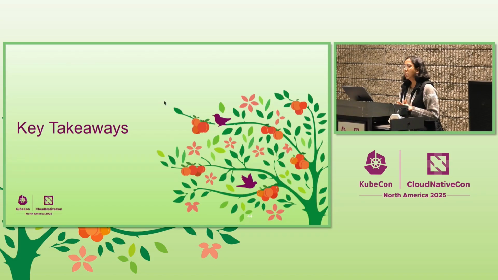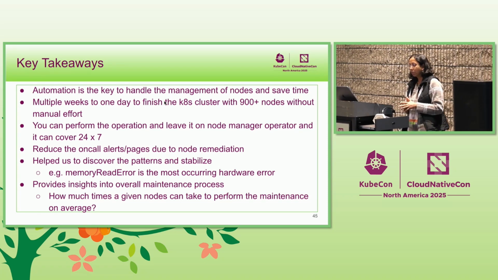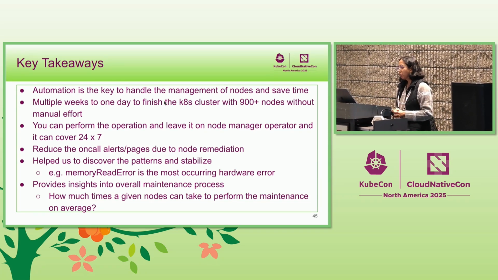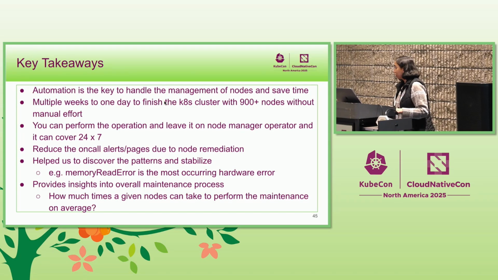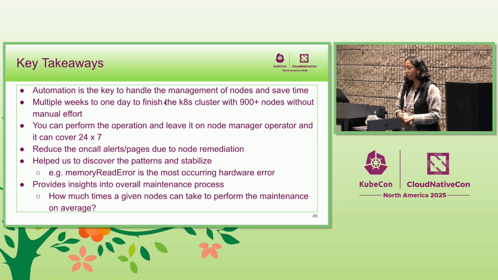So what are the major key takeaways out of this? Automation is the key. It really helped us to manage these nodes automatically and save tons of time. The tasks which used to take multiple weeks before, we could finish in a matter of, like I just showed in an example, 8 hours, where we finished 900-plus node clusters. Turn on the Kubernetes custom resource, let it do the job.